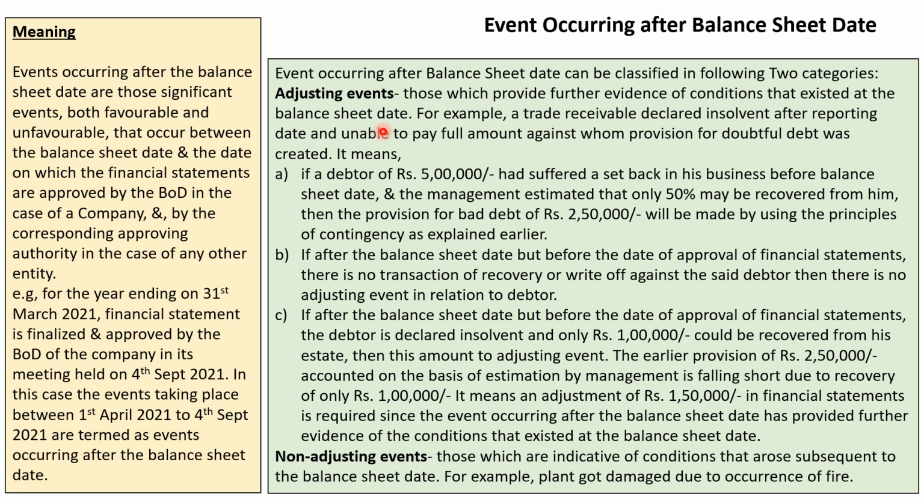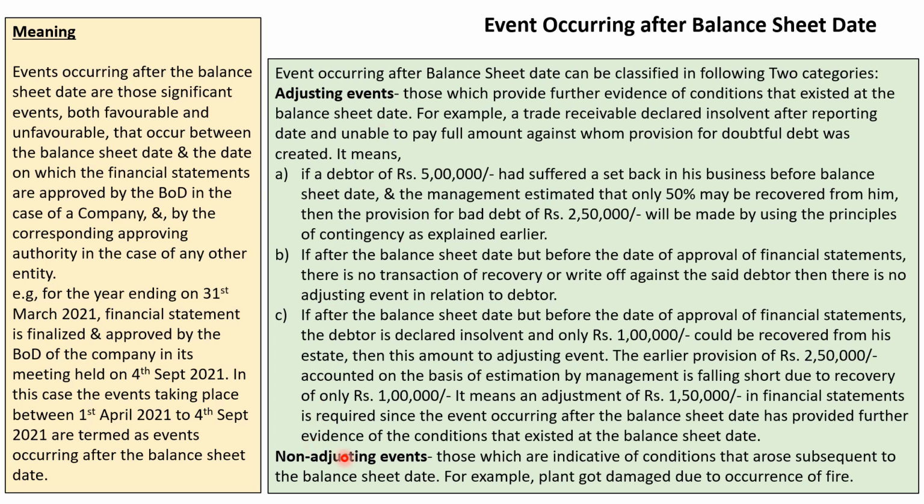So this is called an adjusting event, an event which took place after the balance sheet date but which should be adjusted in the balance sheet. An event which took place after the P&L account is closed, but it should be recorded in the P&L account which is already closed. That's why it is called an adjusting event. It is going to adjust the P&L account, it is going to adjust the balance sheet.